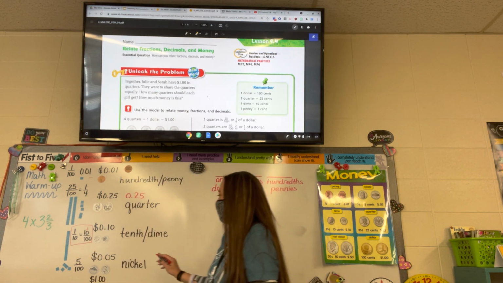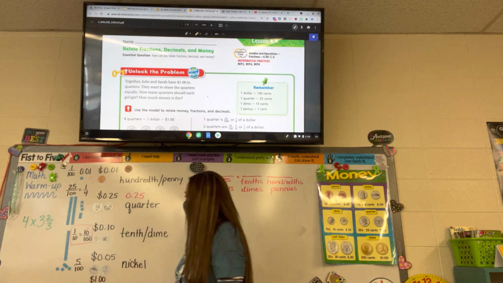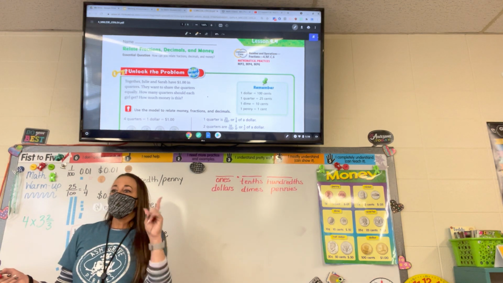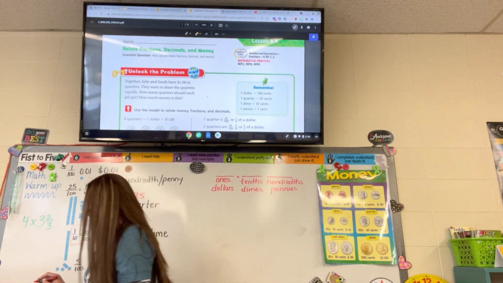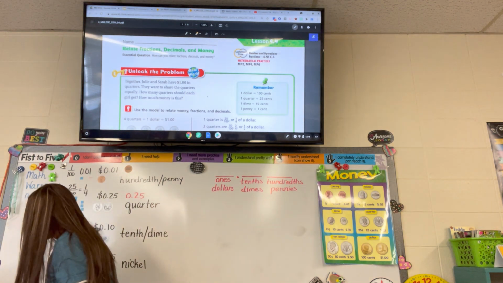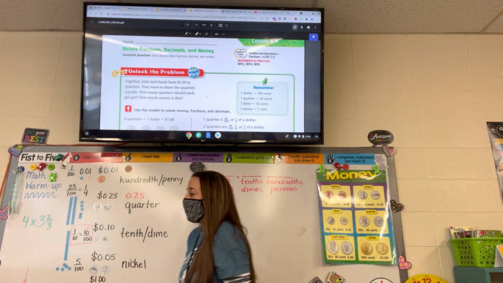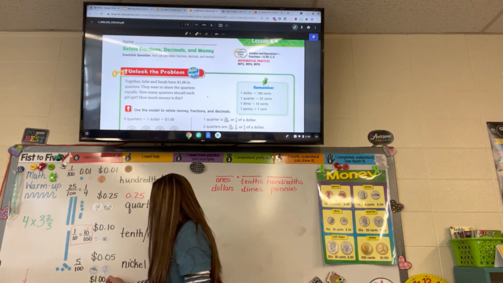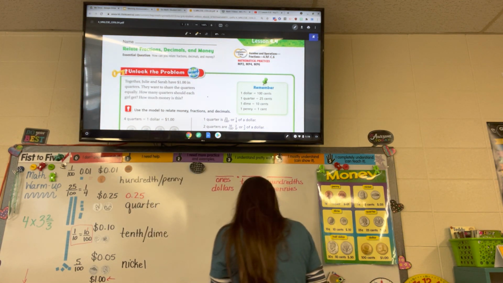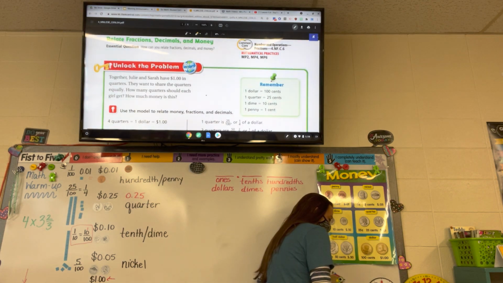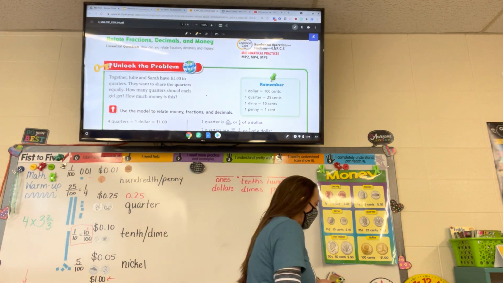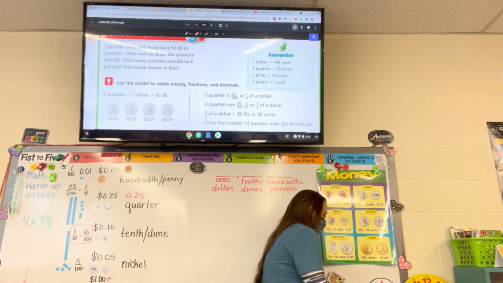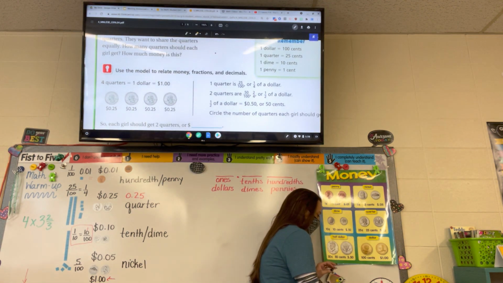And then nickels are worth 5 cents or 5/100 of a dollar. The way that you write a dollar, just like one whole, when we're talking about decimals, you write one, it goes in the ones place. And then to write it as a money amount like this. So here we go. Our essential question says, how can you relate fractions, decimals, and money? I also have an anchor chart over here with the different money amounts.